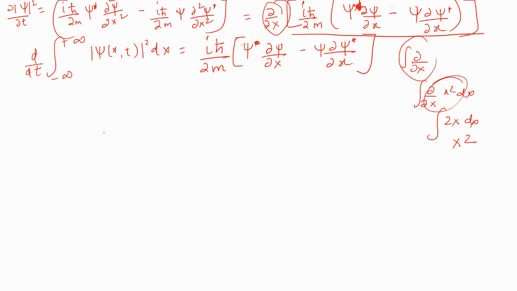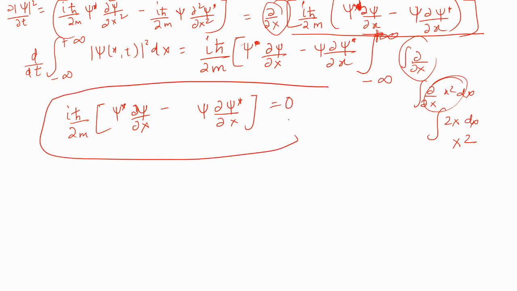And the limits are minus infinity to plus infinity, and I told you that at the extreme infinity, the probability of finding the particle is 0. So this will become iota h cross upon 2m, psi star del psi by del x minus psi del psi star by del x, is equal to 0. So this is the formula that we have calculated.